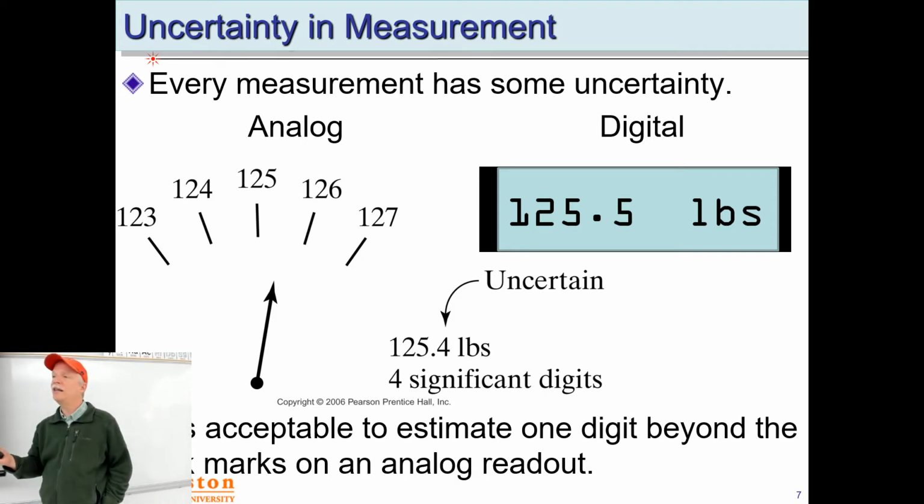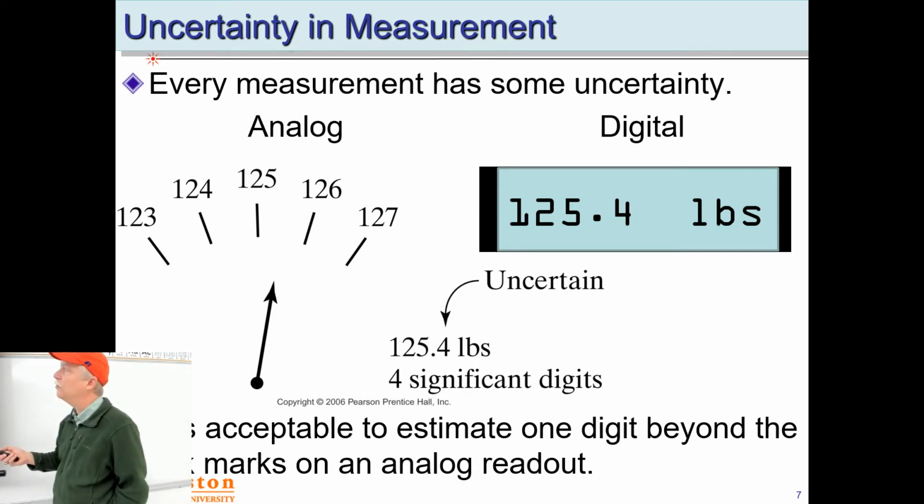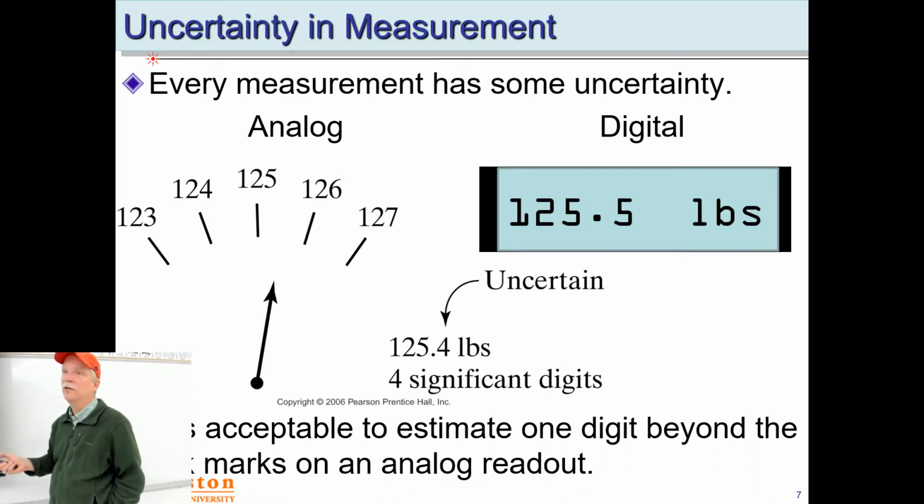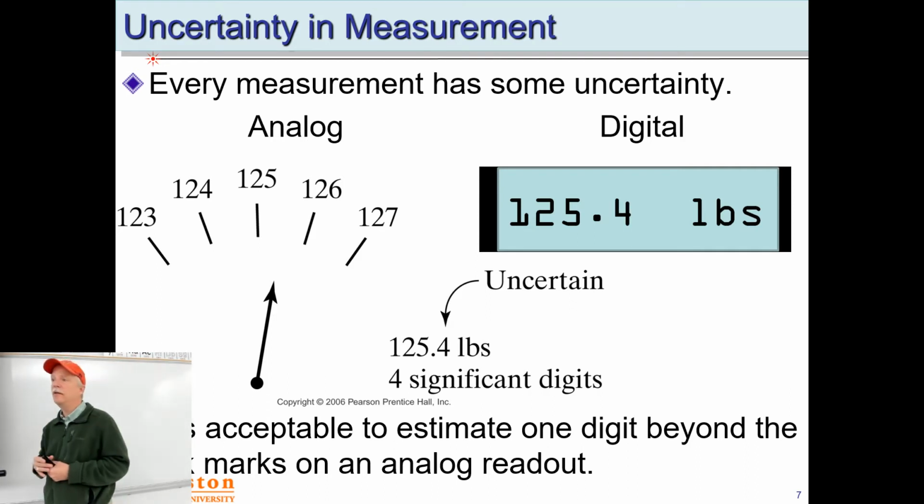So I would estimate, in this case, 125, I could say 0.4 or 0.5. It's probably not 0.1 if you look at the location of the needle. So I give my best estimate for where that needle is. If it was about a third of the way, I would say 125.3. And so that would be my estimate, and I would have 4 significant digits in that measurement.